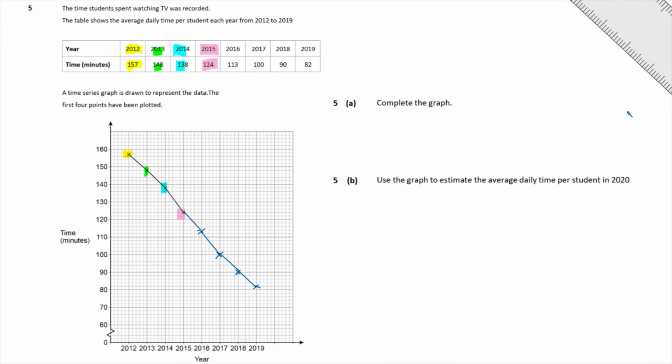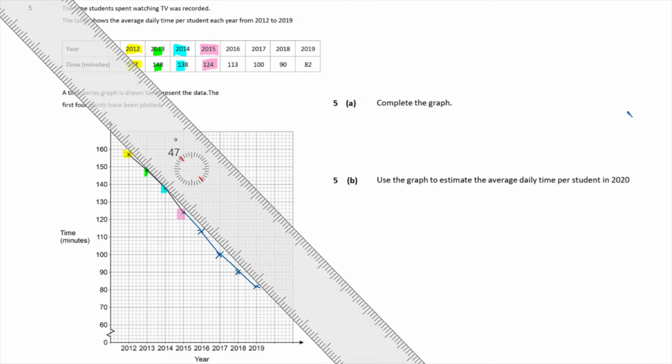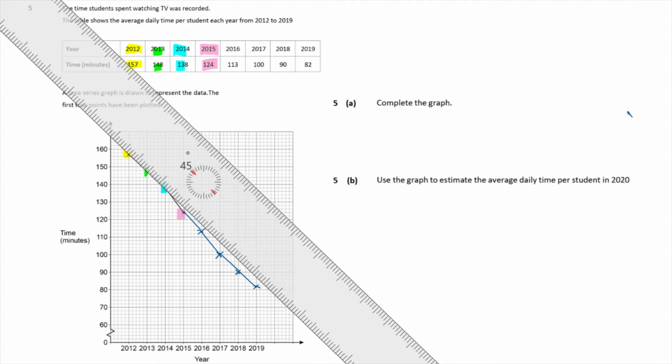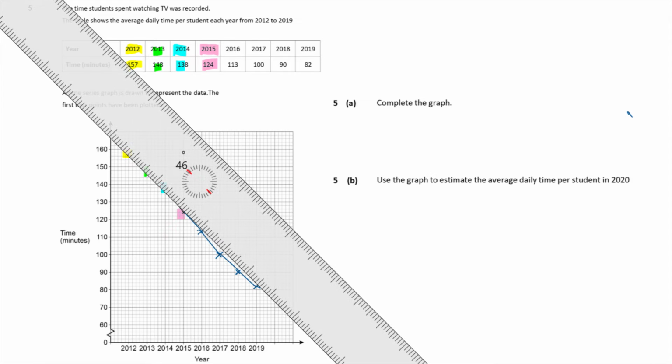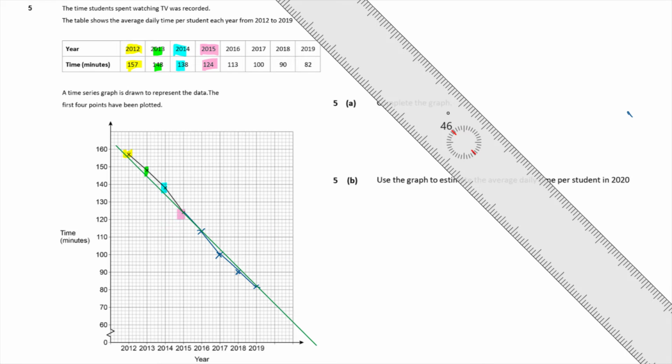Okay. It says use your graph to estimate the average daily time per student in 2020. Okay, so I'm going to assume that this is kind of falling linearly. It's kind of not quite linear, is it? Kind of wobbles around a little bit, but a bit like a line of best fit. I'm going to draw a line through those points as best I can. And I'm going to use that to estimate what it is at 2020. So 2020 would be the next unit up on the scale here, wouldn't it?